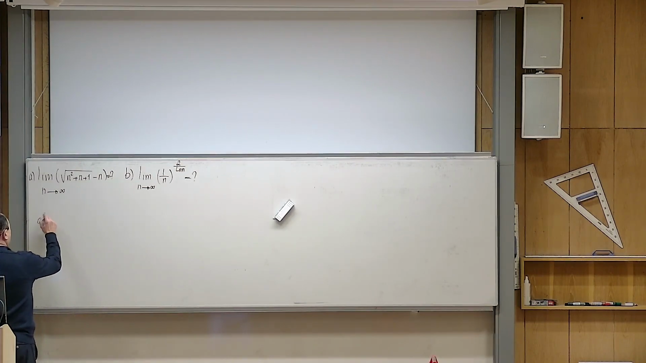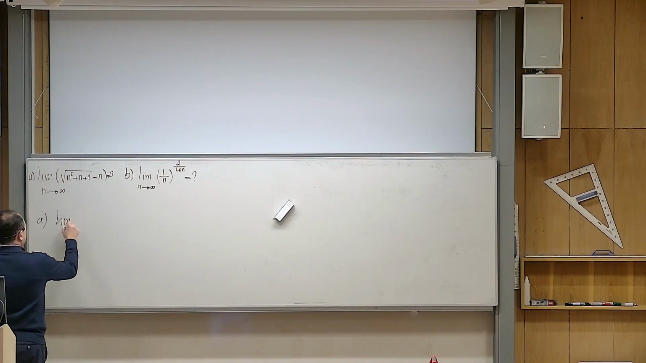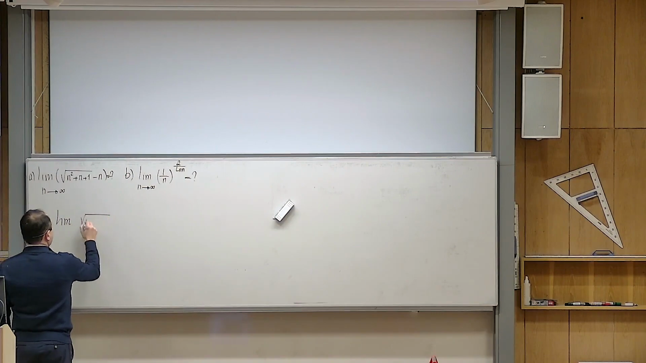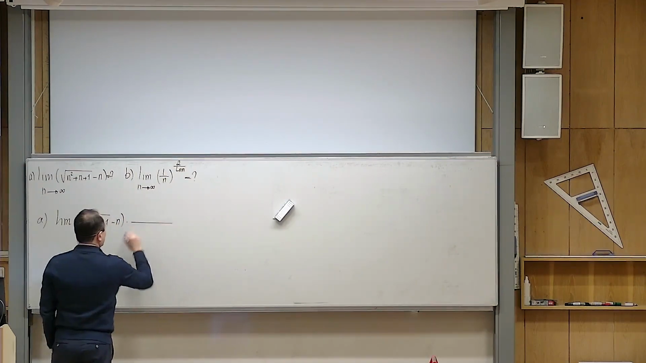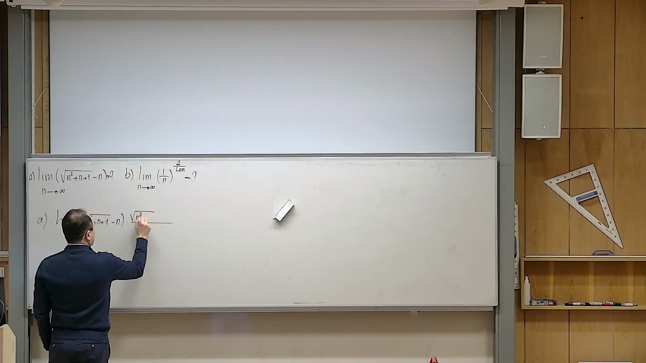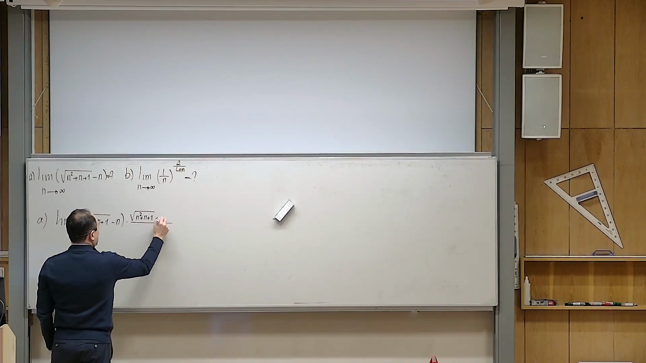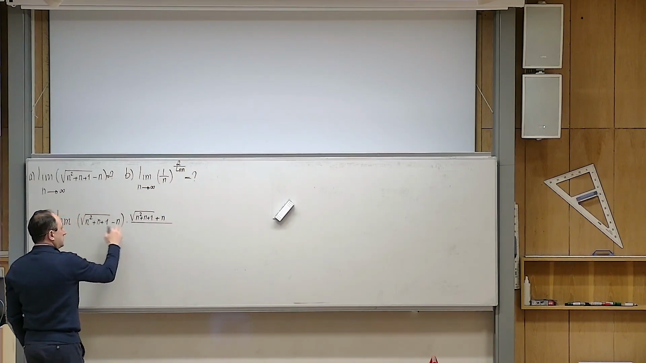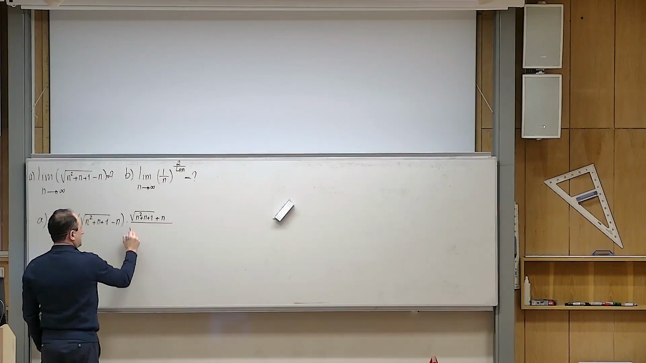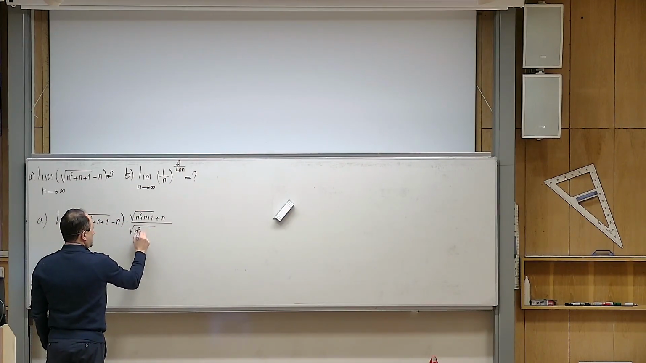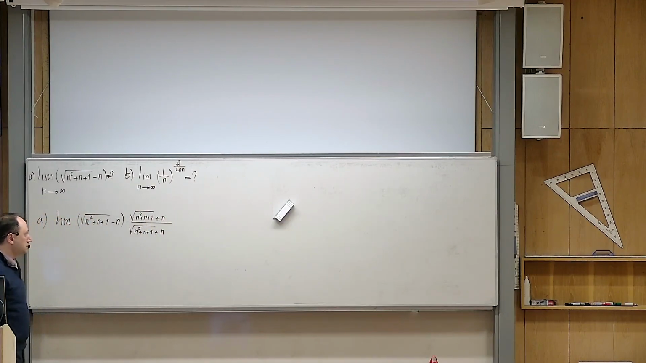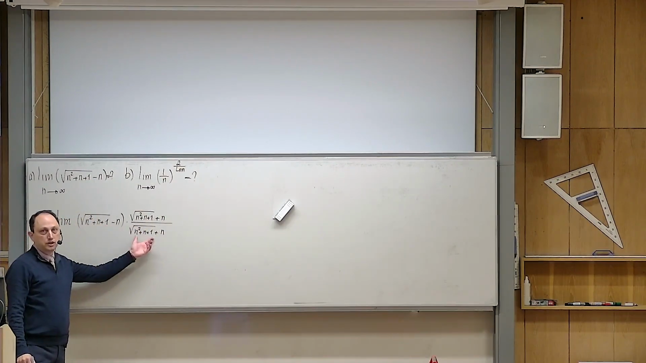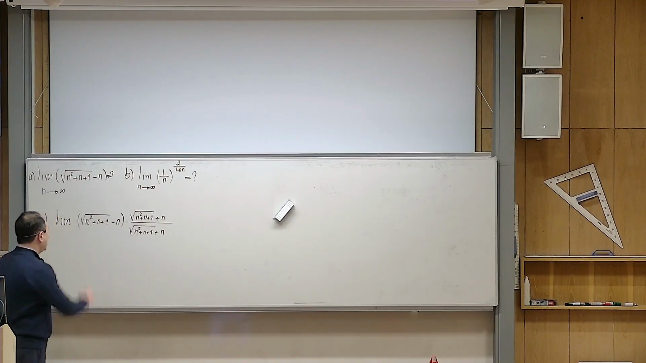So part A, I would say that this is the limit. I have the square root of n squared plus n plus 1 minus n. Then I rescale it by this conjugate. So I multiply this expression by that. Of course, I'm not allowed to change the problem, so I divide to compensate for that multiplication. So I did nothing actually. I multiplied this expression just by 1, okay? But why is this useful?